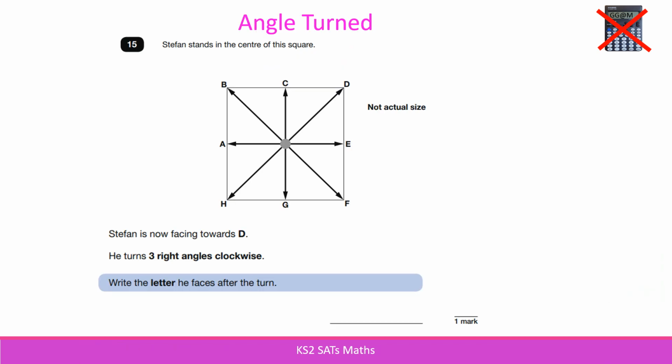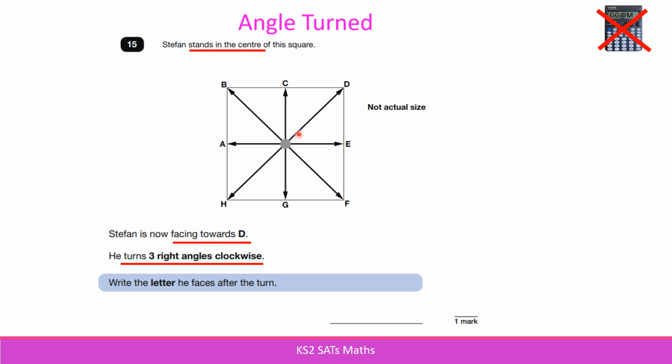This is a question on looking at an angle turned in the diagram given below. Now the key words are that we're told that Stefan stands in the centre of this circle, which is in the centre of a square. We're told he now is facing towards D, so he's looking at this corner here in the top right hand corner at D. He's standing in the middle looking out at D.